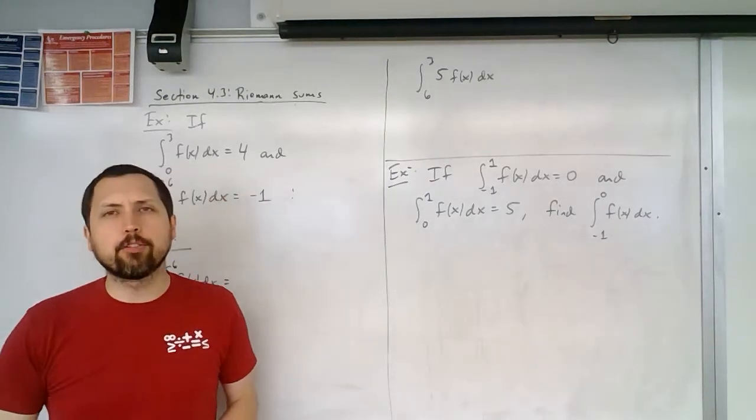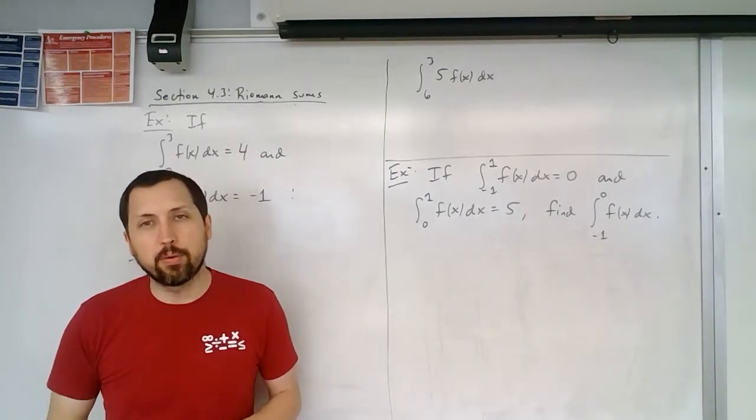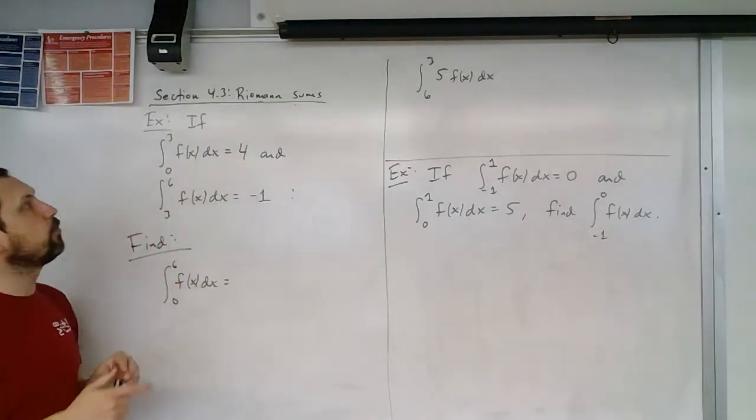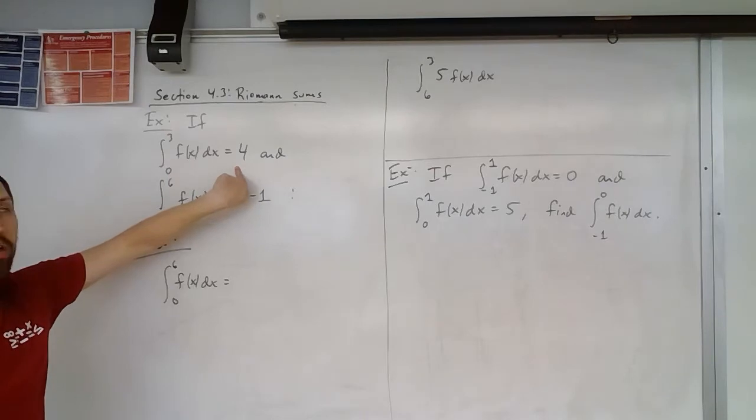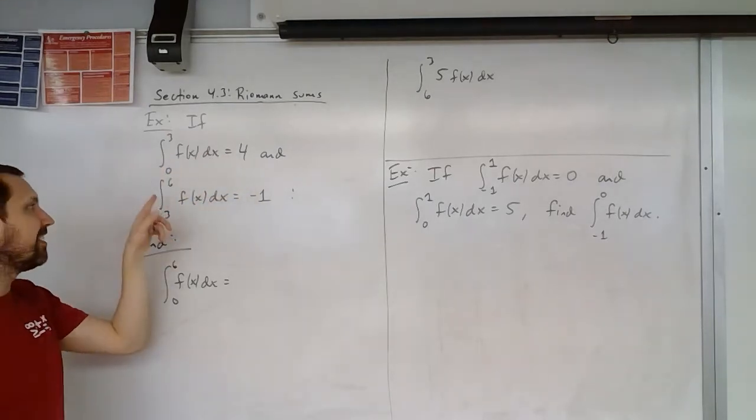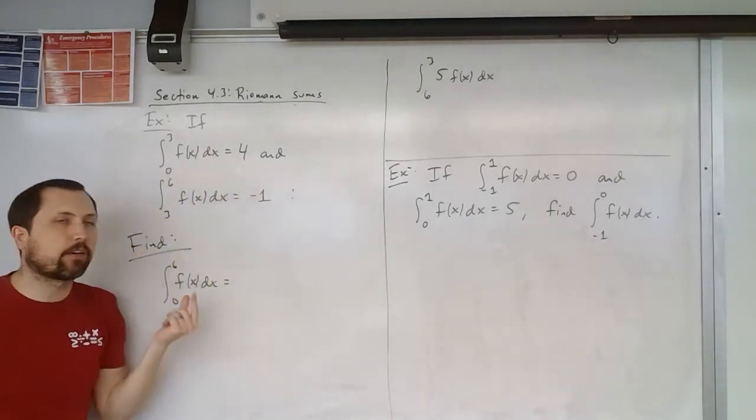Let's take a look at a few examples of how we can use those properties with definite integrals. So this first one, if we have the integral from 0 to 3 of f of x dx, if we know that equals 4, and the integral from 3 to 6 of f of x dx equals -1, then we're going to find some things.